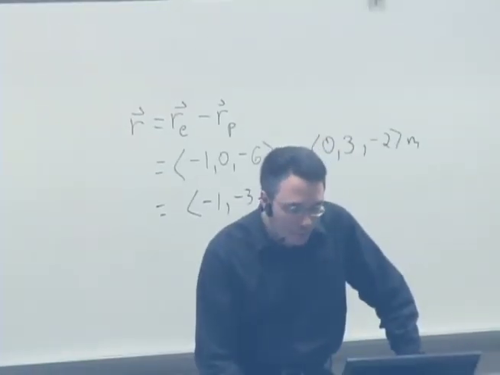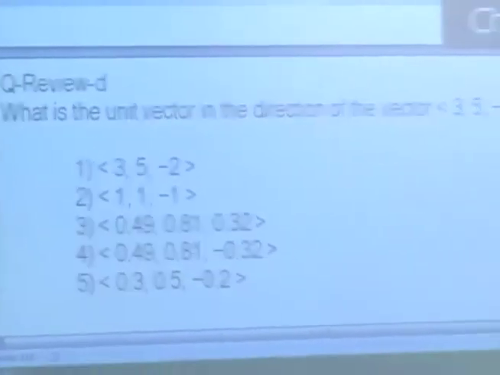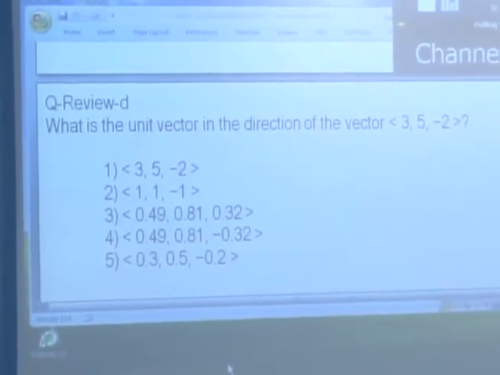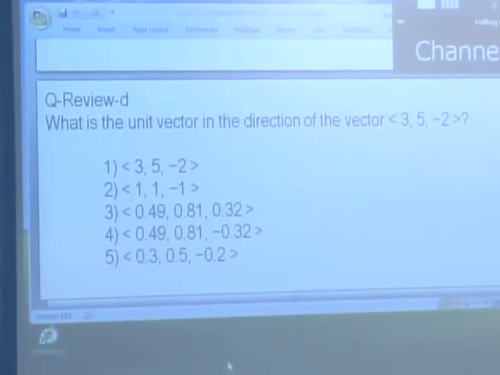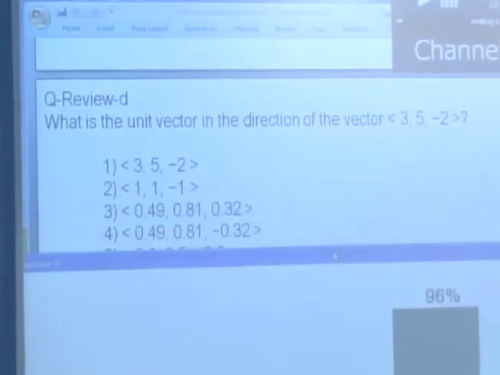Let's try another one. Unit vector in the direction of 3, 5, negative 2. Let's try that. You can always do this one just by guessing, right? Hardly have to do any calculation here. Let's see what we got. Okay, number 4, right, obviously.